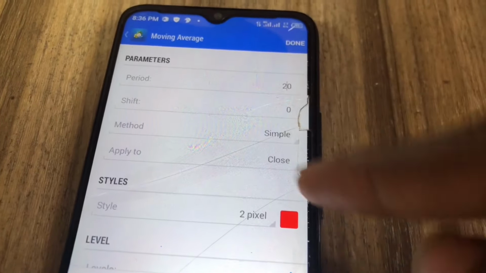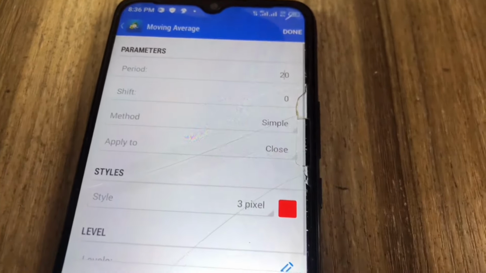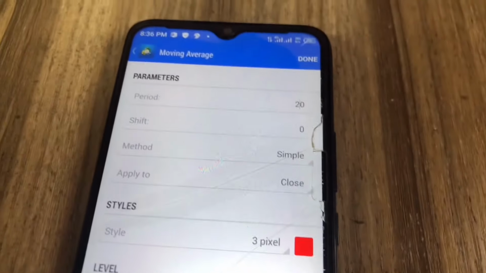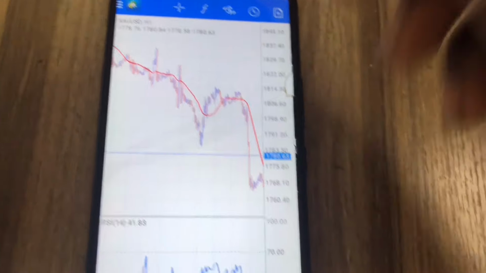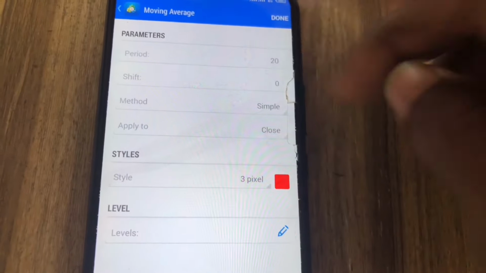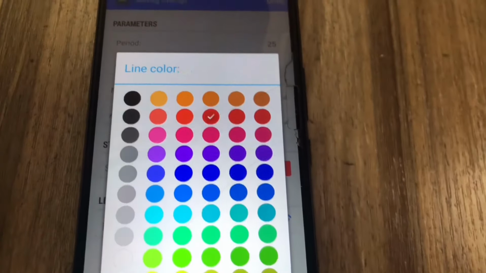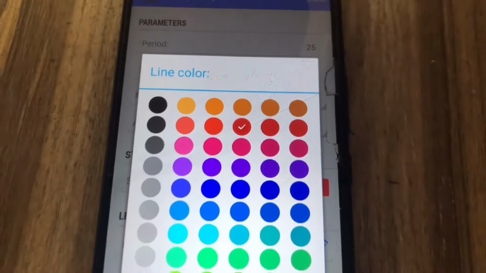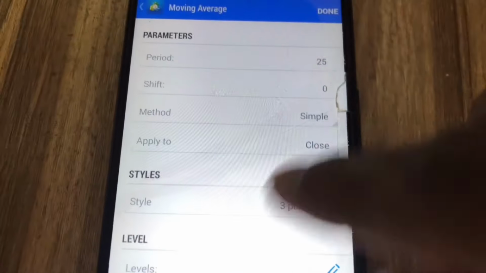So the first one to be 20, and you can make it red, but let's make the pencils at least 3 so you can actually see everything clearly. Now as you can see, the moving average is already applied on the charts. Now what you want to do is still do the same thing, add in the moving average again, and change it to 25. Now you can use any color that you like, but because I'm using light mode, I'm going to be sticking with blue because blue kind of represents the market going up.